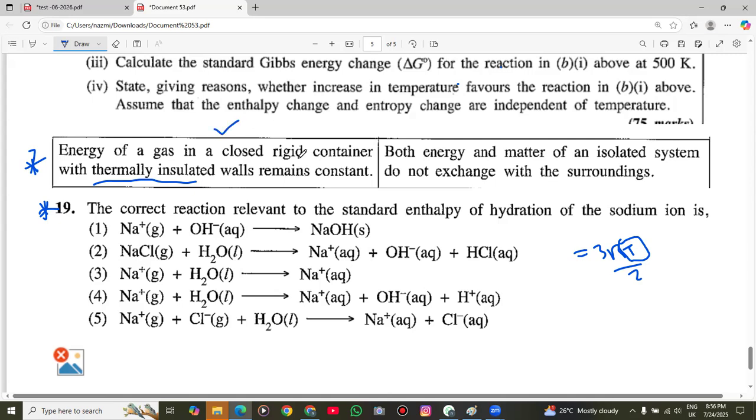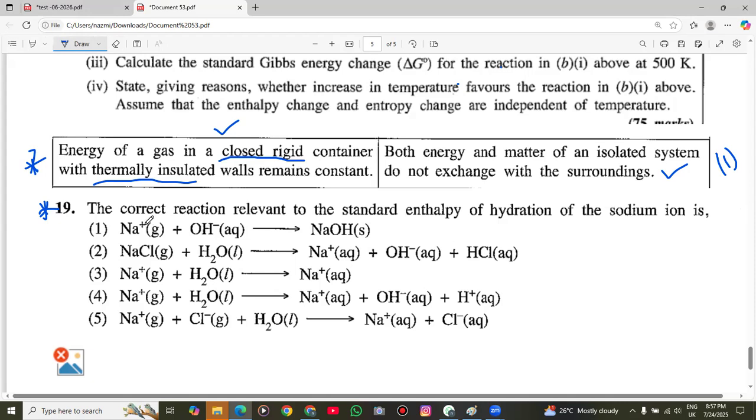So I can take the first statement as correct. Both energy and matter of an isolated system do not exchange with the surroundings. Now here they say it's closed and rigid, so matter cannot be exchanged. Thermally insulated, so energy also cannot be exchanged. Therefore, this is an isolated system. So this second statement is also correct. Now both statements are correct. The thing is, you have to decide whether the second explains the first or not. But we can take this as the explanation, because it's a closed rigid container, so matter cannot be exchanged, and thermally insulated, so energy is constant and cannot be exchanged either. Therefore, here we can take the answer as 1. So in statement questions, if both statements are correct and explaining, it is the first option; if not explaining, it is the second option.